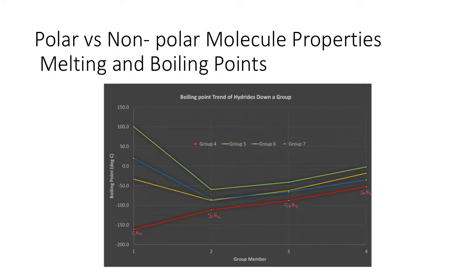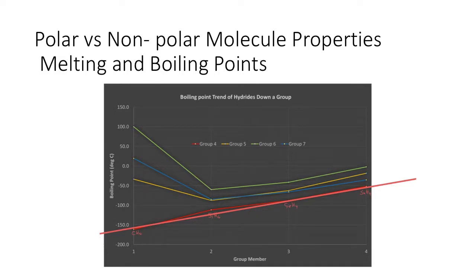In this plot, we're showing the trend in boiling points for hydrides down a group. And the red ones here, we're starting with group 4: carbon hydride, silicon hydride, germanium hydride, tin hydride. And you can see as we go down the group and we're getting more electrons in the molecule, the boiling point is getting higher and higher. And it pretty much follows a linear trend. You get a best fit line through that, and it's fairly linear, that relationship.